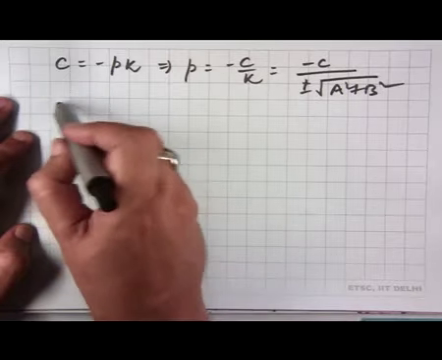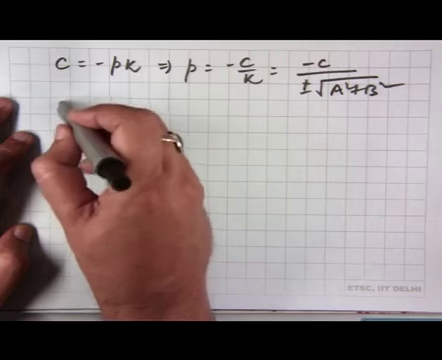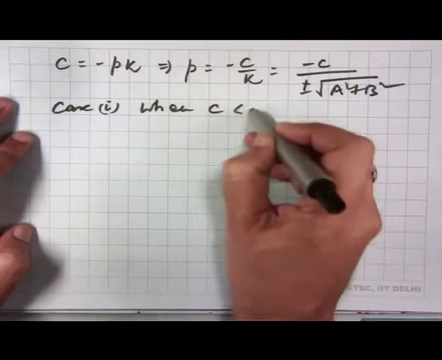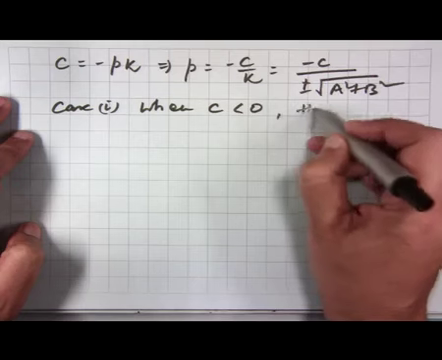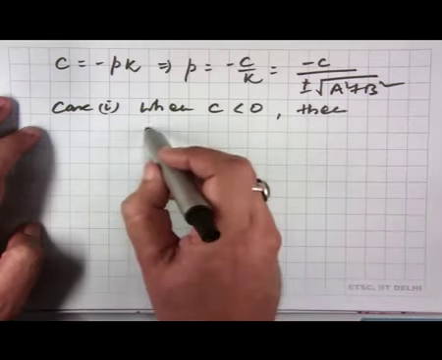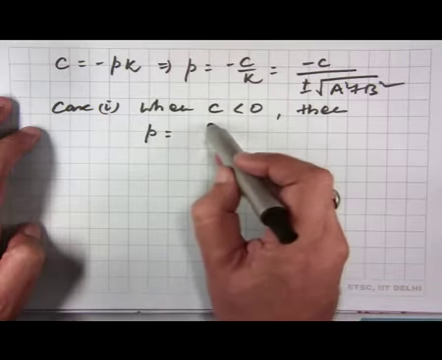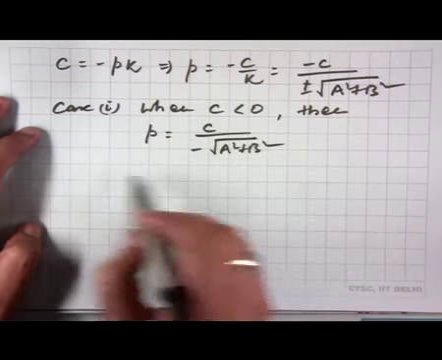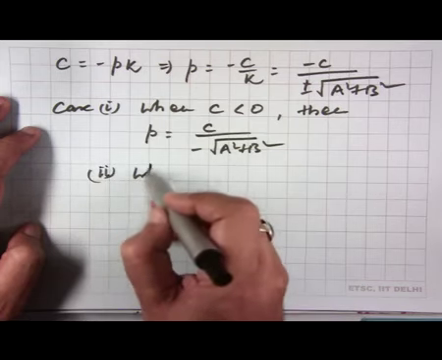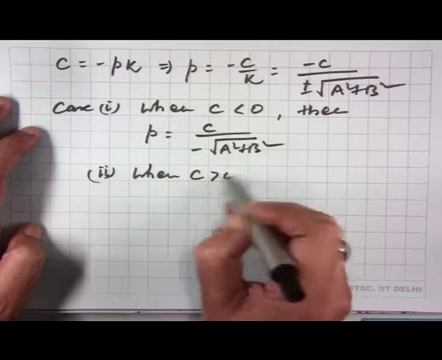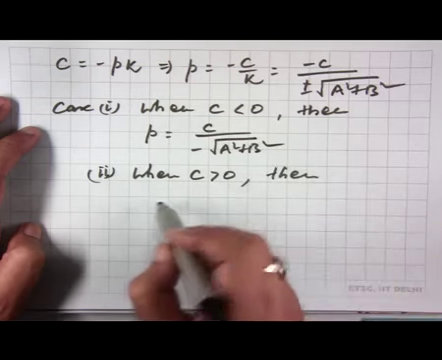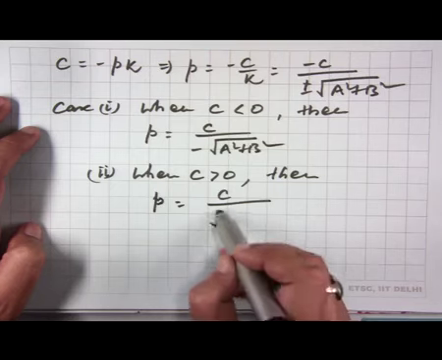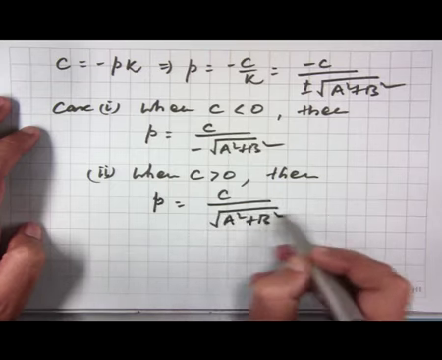So we have two cases. So case one, when C less than 0, then p is equal to C by minus root under A square plus B square. And second, when C greater than 0, then p is equal to C by square root A square plus B square, but this is positive.